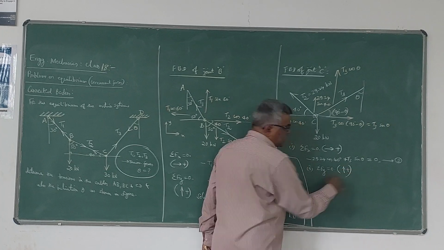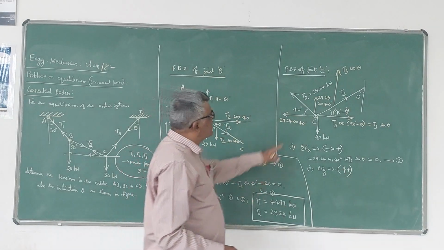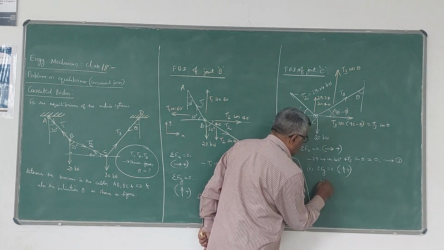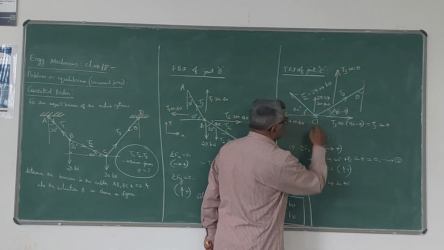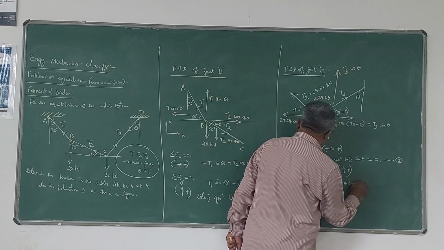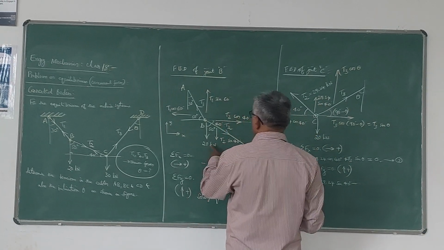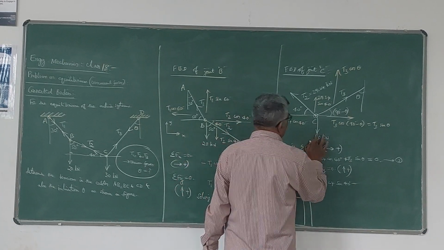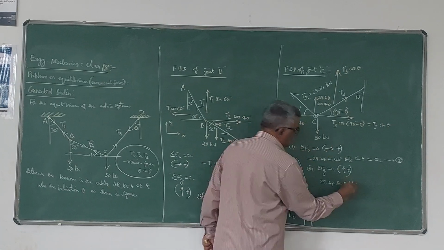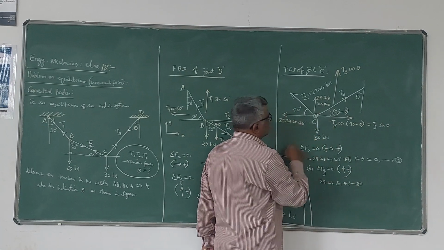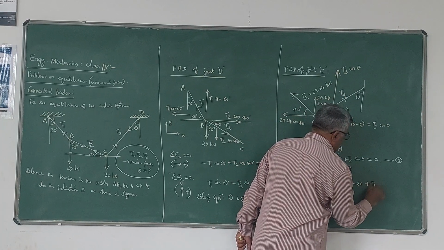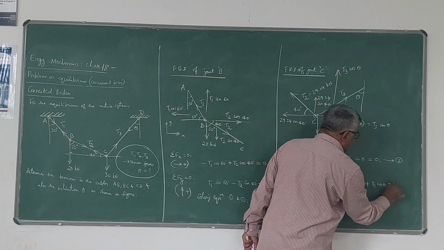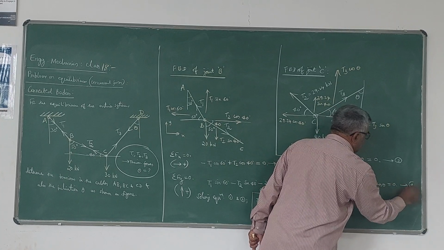Upward positive, downward negative you take. So this is positive 29.24 because it is acting upwards, sin 40 degrees. Whereas this is negative, so I think it is not 20, it is 30. At C it is 30, yeah. So please be careful there, minus 30 because it is acting downwards, and this is positive, plus T3 cos theta. So this is positive. Now this is equal to 0. So this is equation 4.